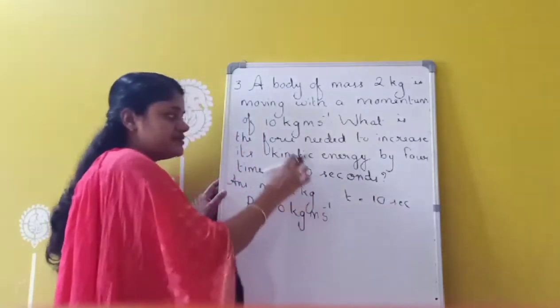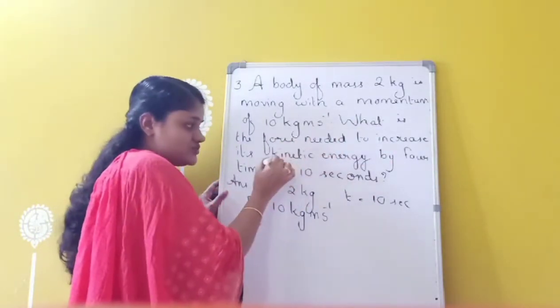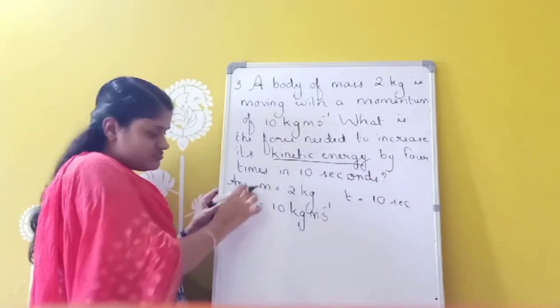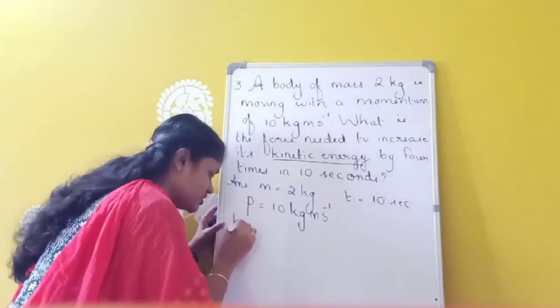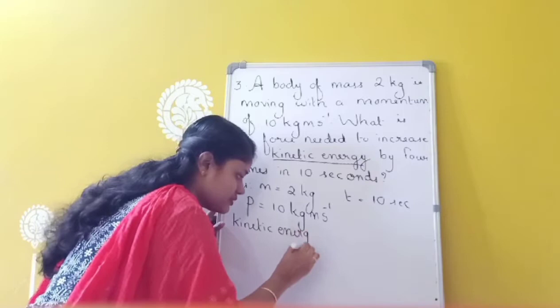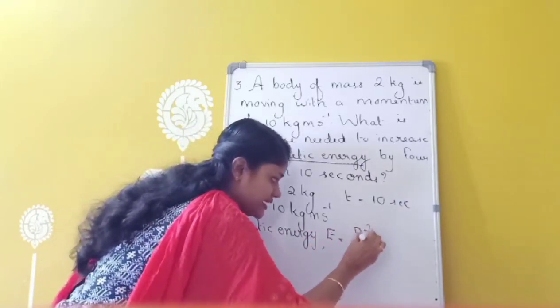So we have to find the force needed to increase its kinetic energy. So first of all we have to find the kinetic energy. The momentum is given here. If momentum is given, how will you find kinetic energy? We have a formula: kinetic energy E equals P square by 2m.